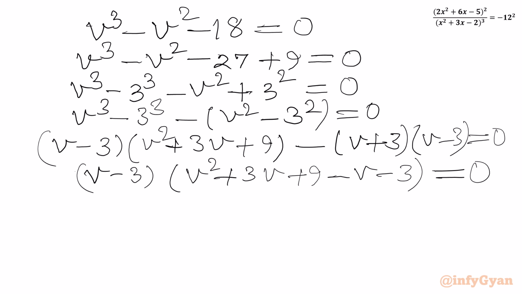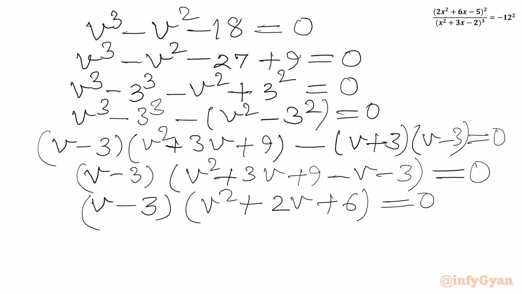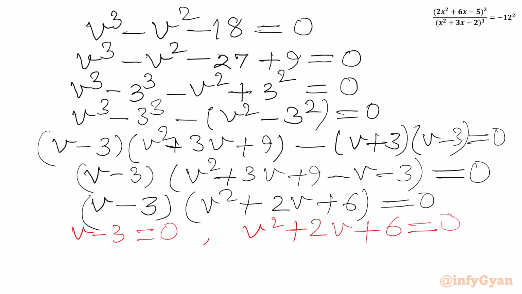Now we have to simplify the bracket. Here it is. So from here we will be writing either v minus 3 equal to 0 or v square plus 2v plus 6 equal to 0. Now from the first equation v minus 3 equal to 0, we can write v will be equal to 3.